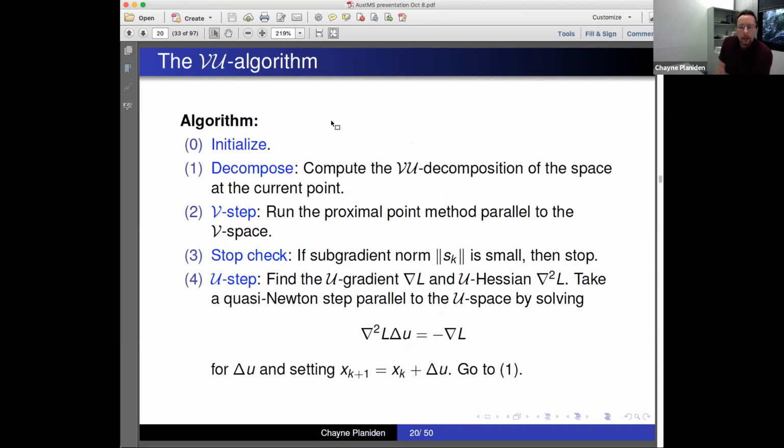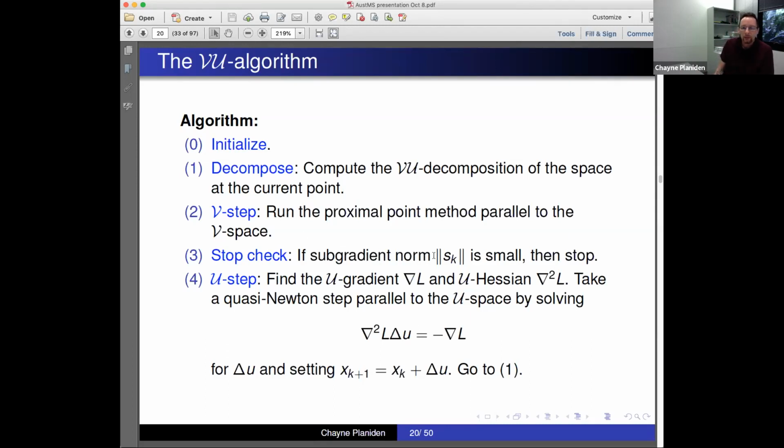So the original VU algorithm is this. You do some initialization, starting point and whatnot. You find the VU decomposition of the space at the current iteration point. So this decomposition will be different for every single iteration point, so you have to recalculate this every time. And then you run what we call the V step. So in parallel to the V space, the problem direction, the non-smooth direction, you do a proximal point method, a proximal bundle, whatever you are going to use to deal with the non-smoothness.